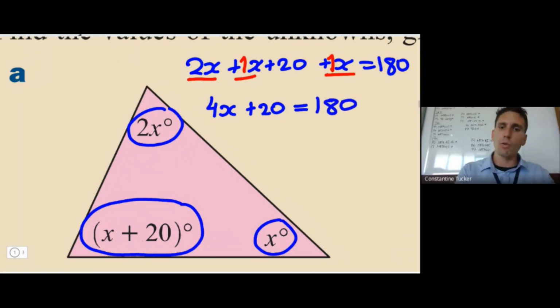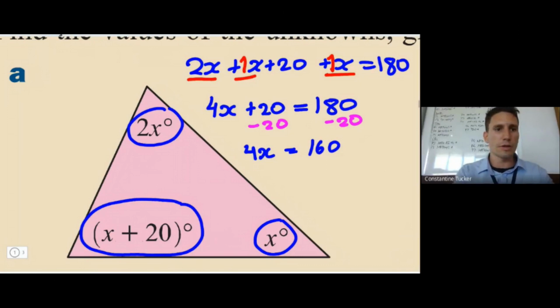Okay, let's move on now. All we have to do is take away 20 here from both sides, because this is an equation. We're trying to find x. So what we want to do is get rid of that 20 first. So that leaves us with just 4x on the left, and on the right we get 160, because 180 minus 20 is 160.